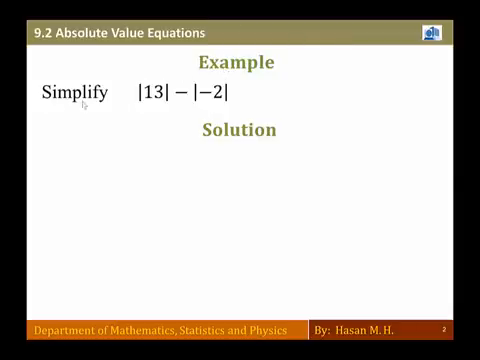Example: simplify the absolute value of 13 minus the absolute value of -2. The absolute value of 13 is 13, and the absolute value of -2 is 2. So the absolute value of 13 minus the absolute value of -2 will be equal to 13 minus 2, which is equal to 11.